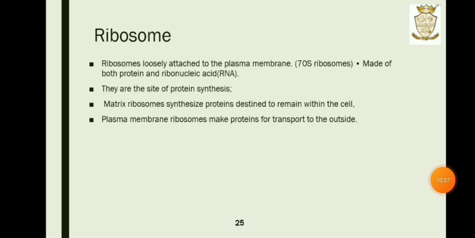Ribosome. Ribosomes are loosely attached to the plasma membrane, made of both protein and ribonucleic acid. Cytoplasmic matrix ribosomes synthesize proteins destined to remain within the cell. Plasma membrane ribosomes make proteins for transport to the outside.